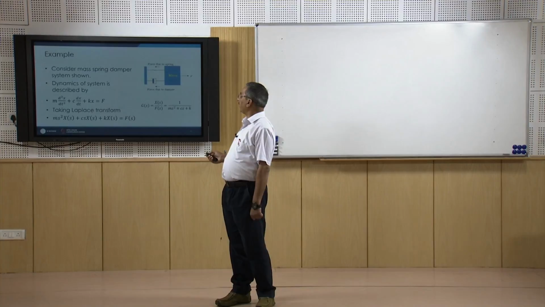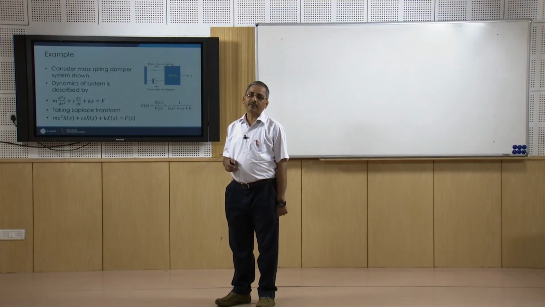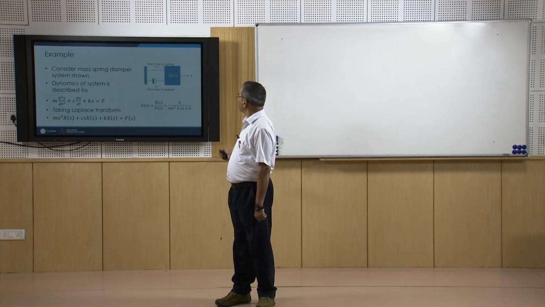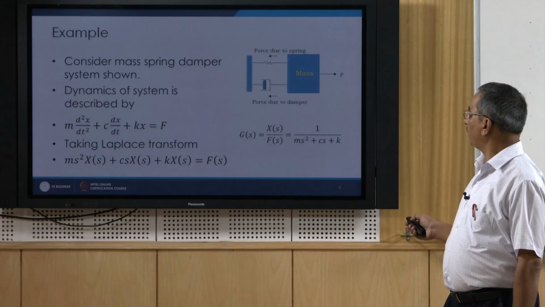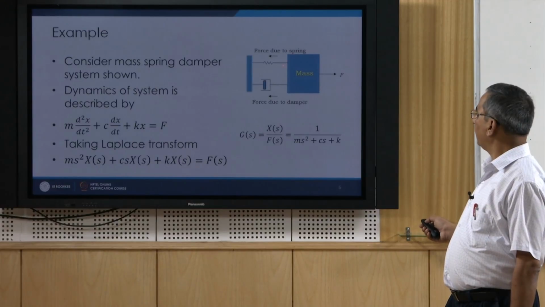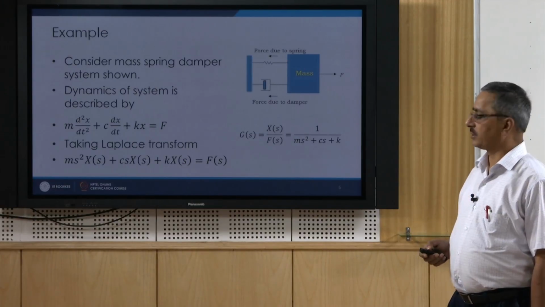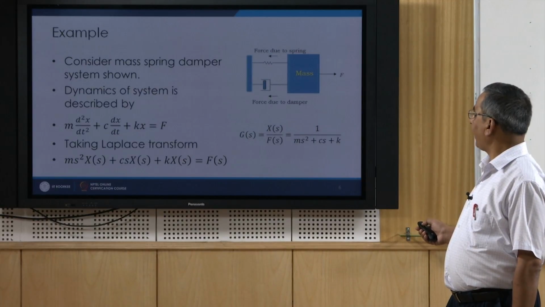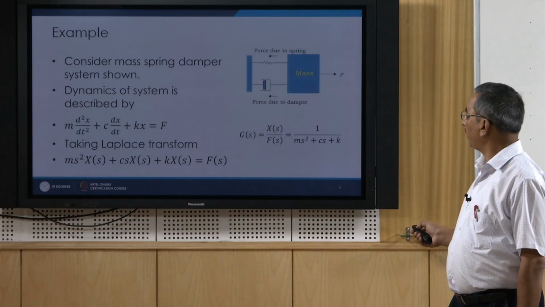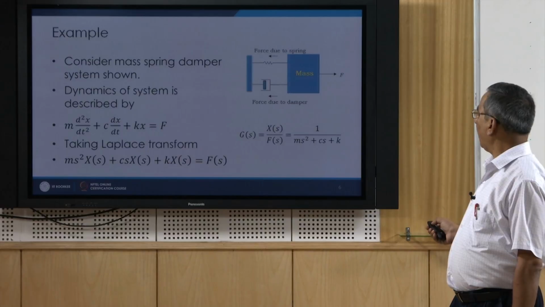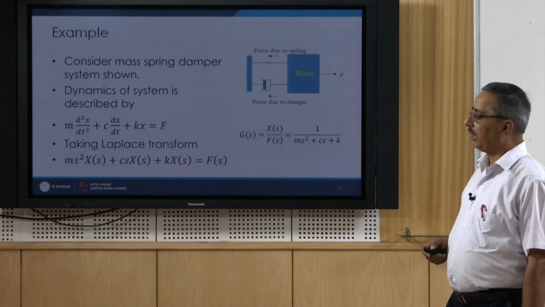Now, let us take an example of the transfer function. Here I just take a simple spring mass damper system. Let one end of the spring and damper be anchored to the ground, and the other ends anchored to the mass. Say the stiffness of the spring is K, the damping constant of the damper is C, the mass is small m, and a force F is being applied here.